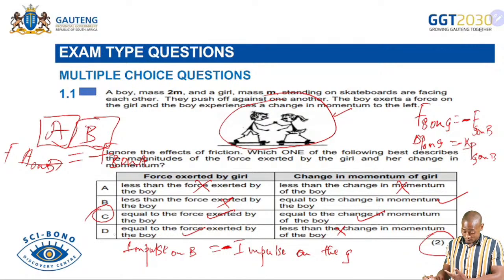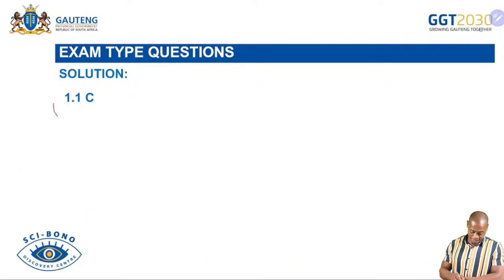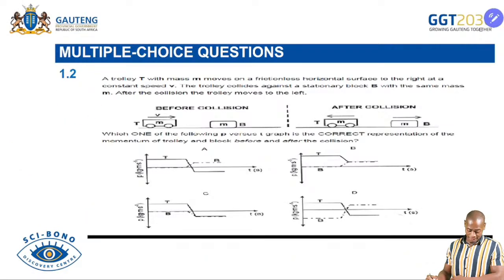So learners, this is very, very important. I hope you have seen how we eliminate wrong answers: why A is wrong, why B is wrong, why D is wrong, why C is correct. The understanding of the concept, the understanding of Newton's third law, forces, change in momentum, and impulse, that is very, very important. So our correct answer here is C, as you can see, right?